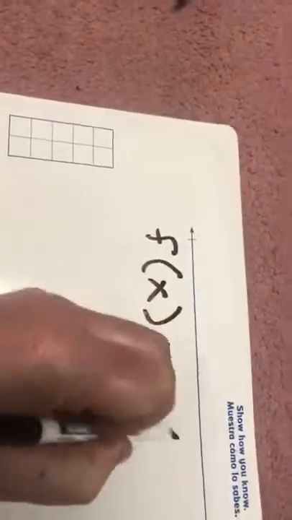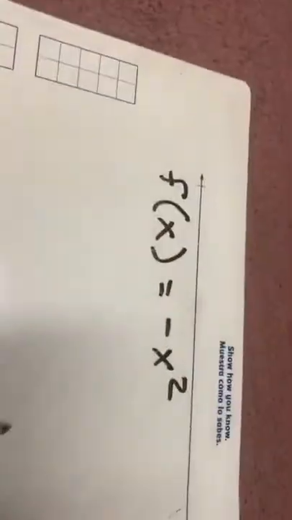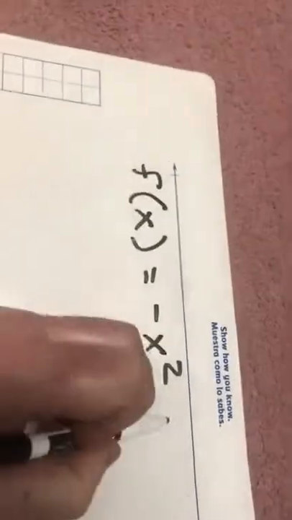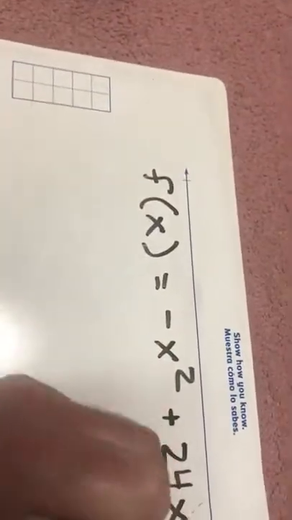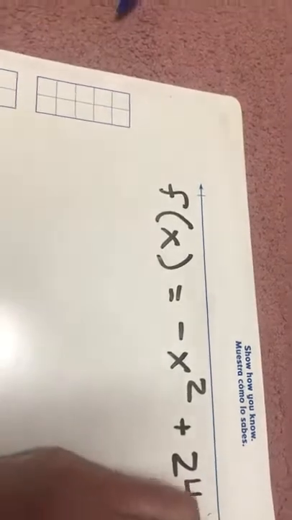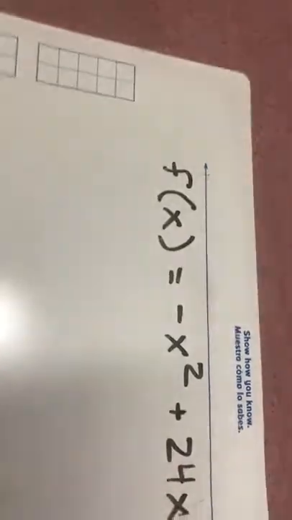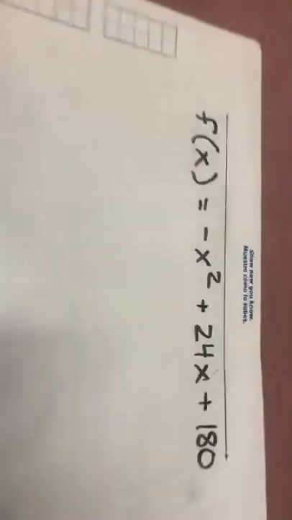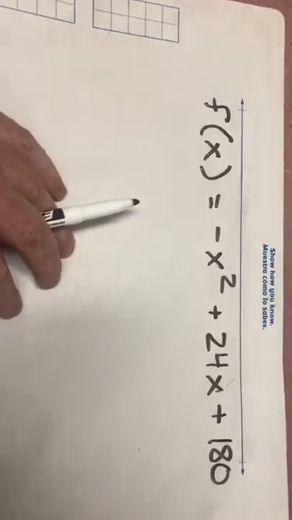All right, let's look at one more example. 8th grade, and this one's going to look a little different, but it's not hard. Once again, the function of x equals, this time, though, it says a negative x squared, we'll talk about how to solve that issue, plus 24x plus 180. All right, so that's kind of an interesting situation there with those numbers.